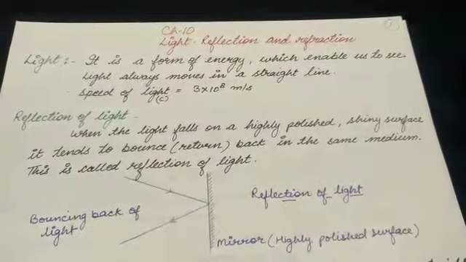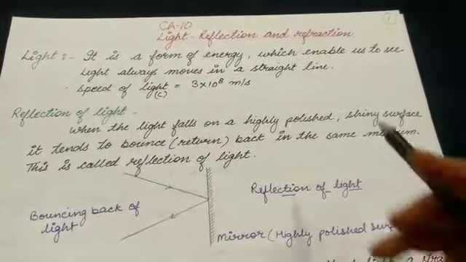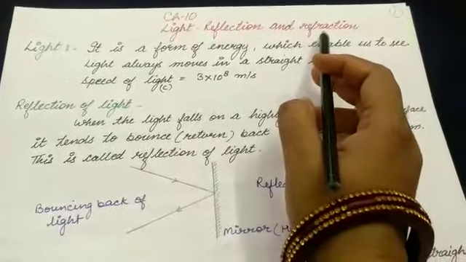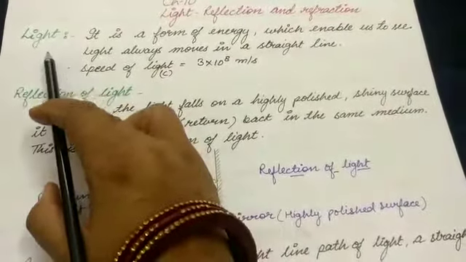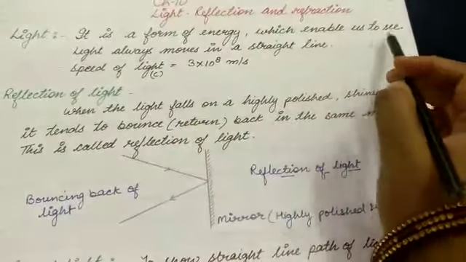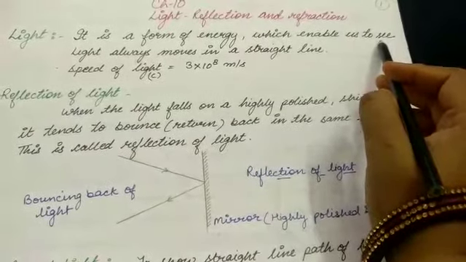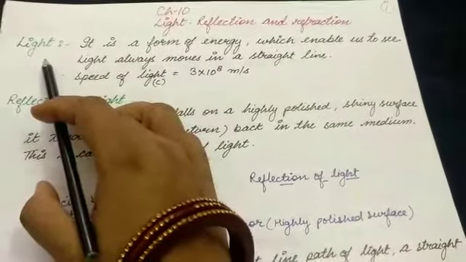So, today we are going to start chapter 10 of class 10 science, that is light, reflection, and refraction. First of all, we understand what is light. Basically, light is a form of energy. It enables us to see whatever is there in our surroundings. Whatever things we are able to see, it is because of this light energy.